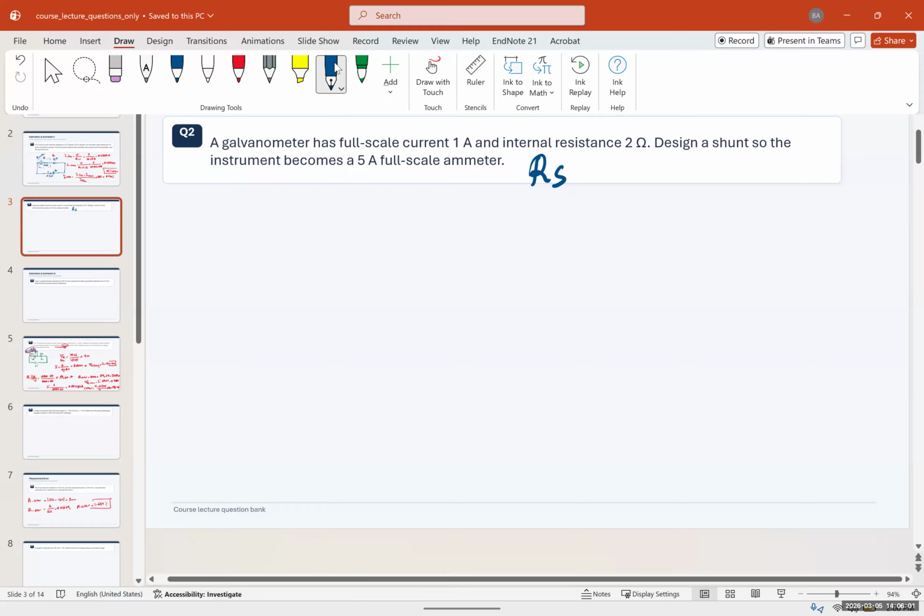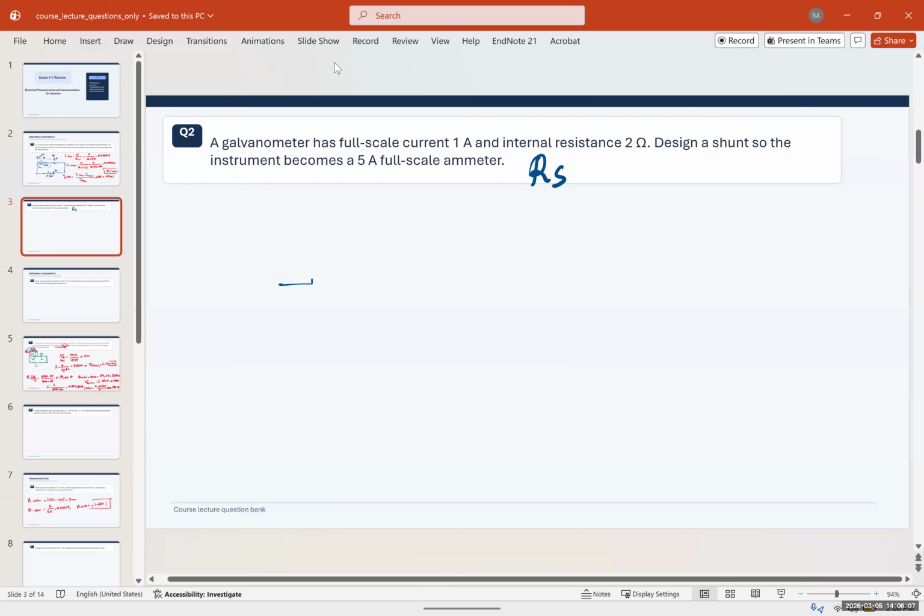Okay, let's first visualize it. We have a galvanometer and at full scale, it has an internal resistance of 2 ohms. And at full scale, the current that it passes is 1 amp. Meaning when you put 1 amp, it's going to go to its maximum at full scale.